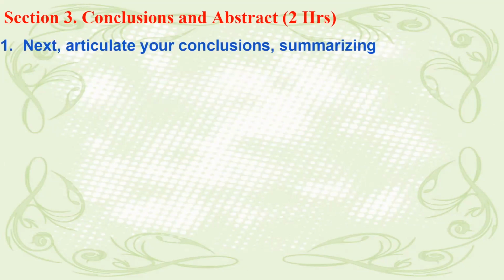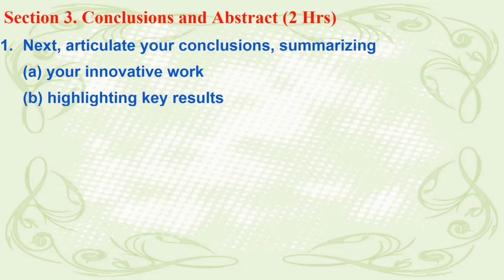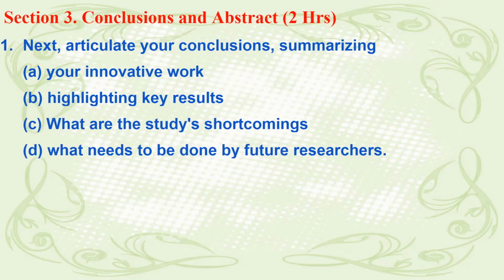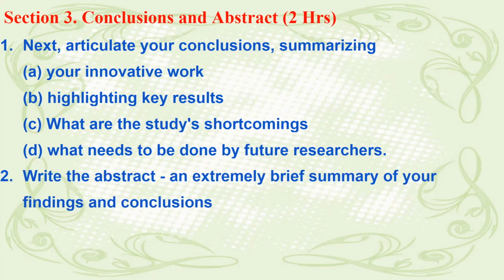Section 3 is conclusions and abstracts, which can be completed in a maximum of 2 hours. For the conclusion, articulate your conclusion summarizing your innovative work. What are the new things that you applied in your work? Highlight the key results. What are the study shortcomings and what needs to be done by future researchers? So you can write your conclusion using serial numbers. There may be more than one key result, so you can give them serial numbers 1, 2, 3 like that. You can write the abstract, which is an extremely brief summary of your findings and conclusions.